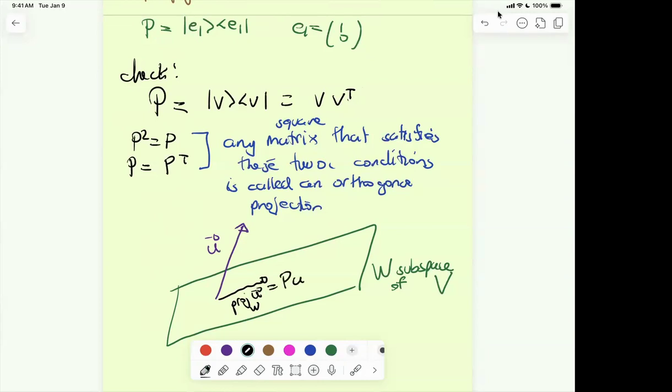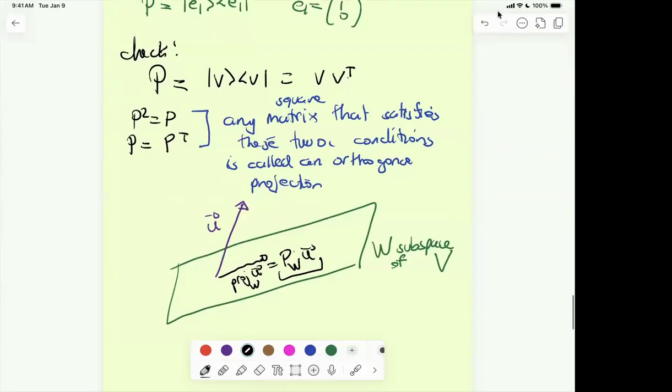You can always find a projection matrix that executes the projection, that takes care of projecting the vector onto the vector space. In this case you would call it P sub W. So this is the orthogonal projection of U onto W.